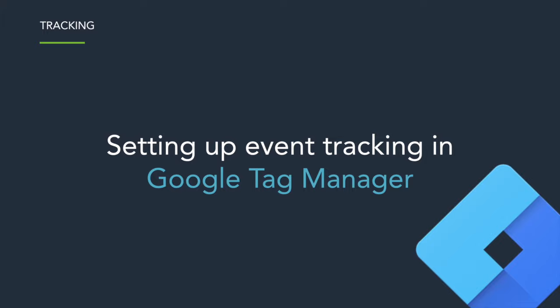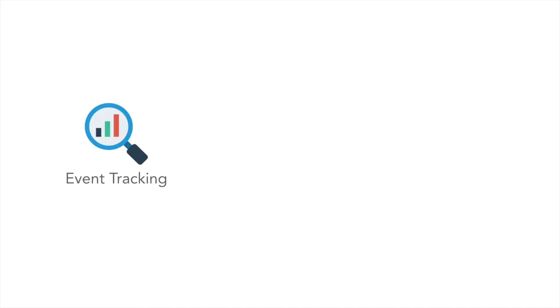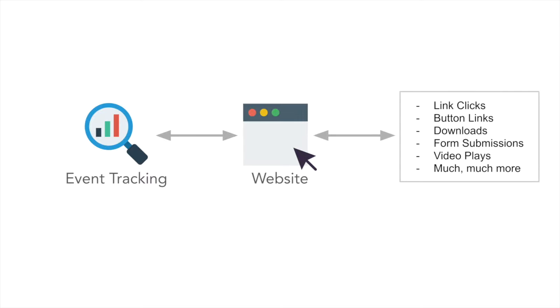Alright, let's get started with setting up event tracking in Google Tag Manager. Before we get started, it's critical to understand what event tracking is and how it actually works with your website. Event tracking allows you to track specific elements and events that occur on your website, such as link clicks, button clicks, downloads, for example, someone downloading a PDF guide off your website, your forms being submitted, when people play videos on your website, and much, much more. Those are just some of the most common examples of event tracking.